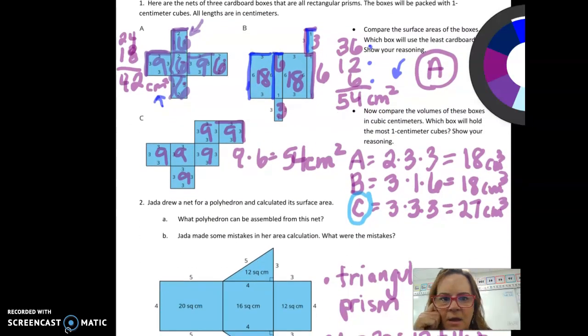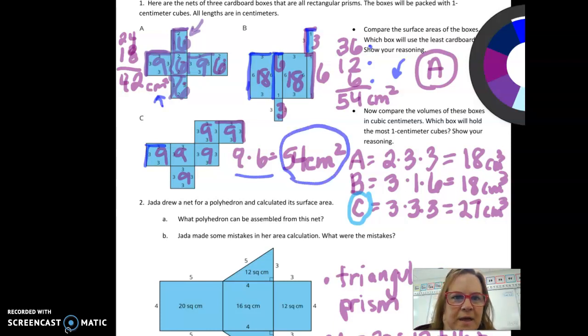All right, C, we're looking at a cube here, and notice that all of the faces of the cube, since it's a cube, are identical, and they're all 3 by 3 faces, and 3 times 3 is 9. There are 6 faces, so 9 times 6 is 54 square centimeters. If we have to compare which one has the least, see how important it is to read carefully, the least surface area, we can see that it is A, with the 42 square centimeters.